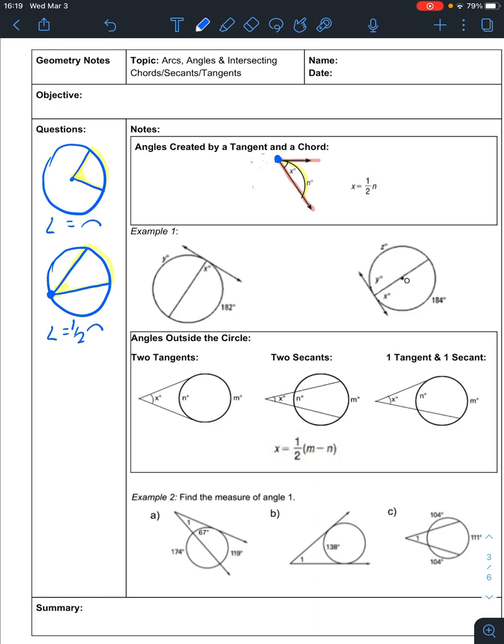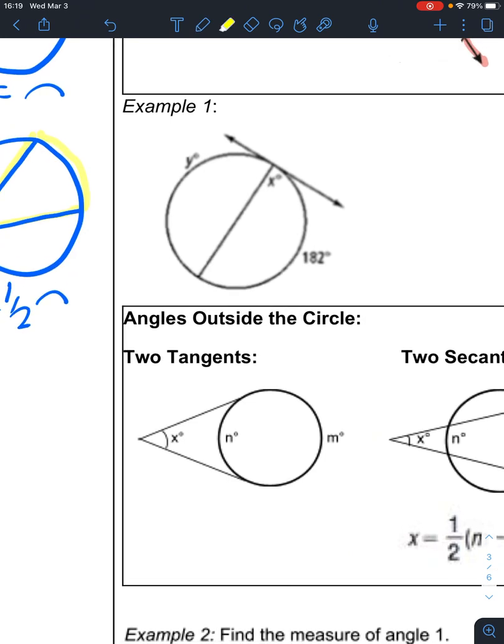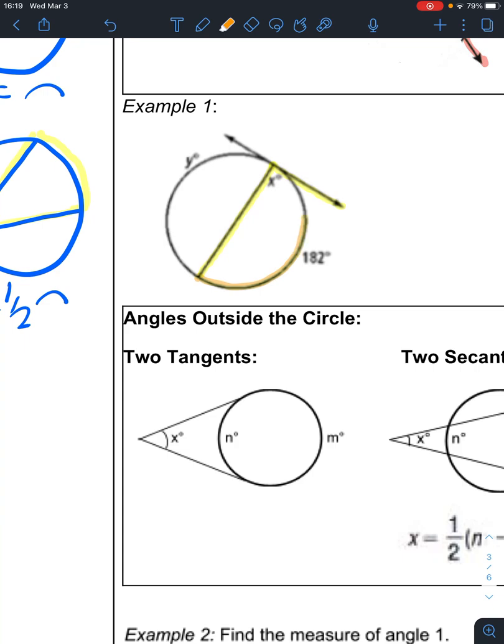If the vertex is on the circle, the rule is still the same as it was before for inscribed angles: the angle is equal to half of the arc. So the angle X is equal to half of the intercepted arc. Okay, so it's still the same rule. So let's look at example 1 right here. We have angle X. So I want angle X, highlight it. There's angle X, and here is the arc that is intercepted. Notice the vertex of the angle is on the circle. Same rule applies. The angle is equal to half of the arc.